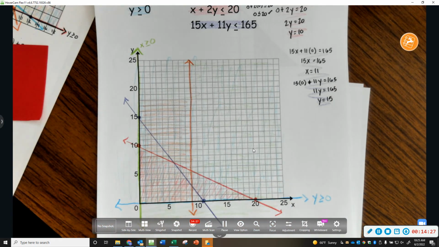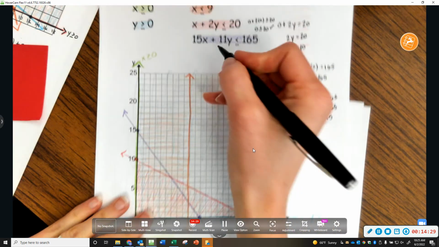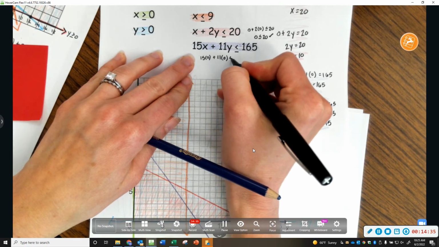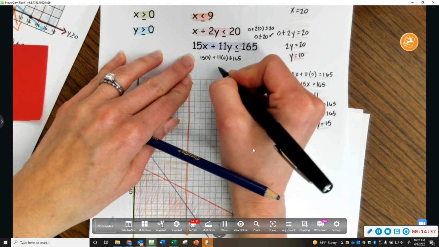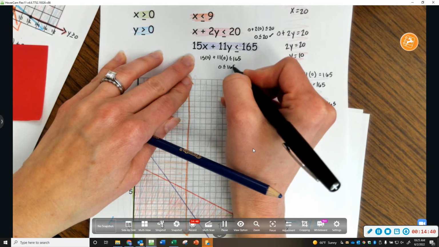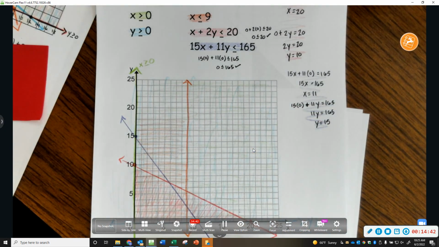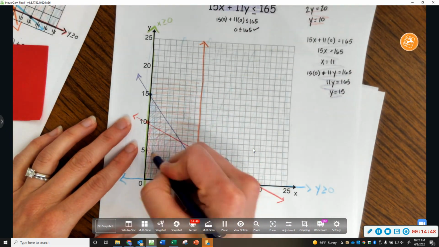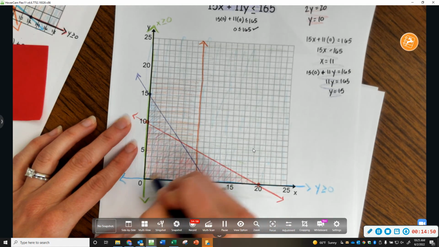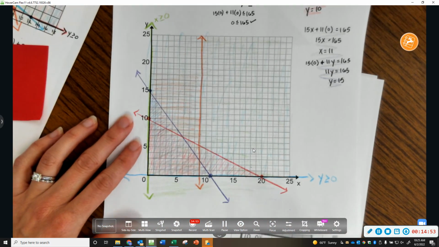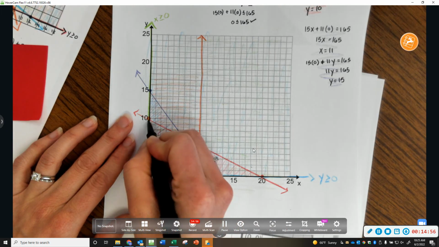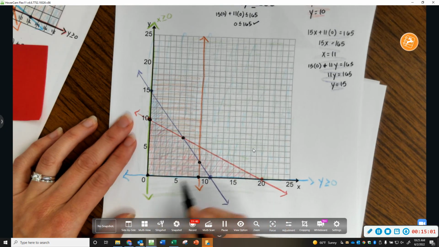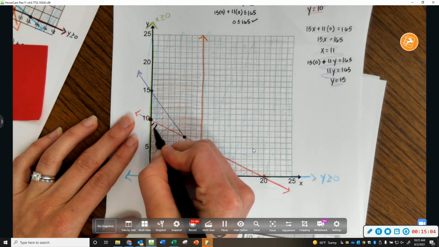Then my purple. So if I look at 15 times 0 plus 11 times 0 is less than or equal to 165. 0 is less than or equal to 165. And that does work again. So 0, 0 is part of my region. So I need to go this direction. So now my feasible region is where they're all shaded. So that means that my feasible region has these vertices, those 5, and it's everything in between here.